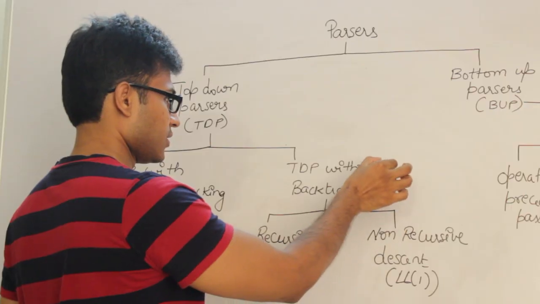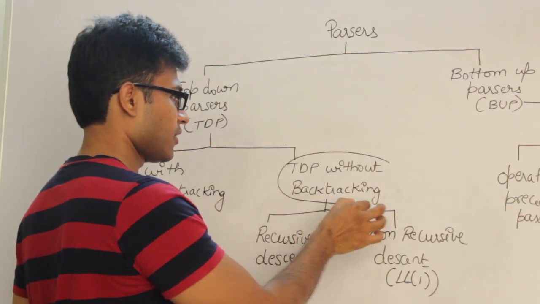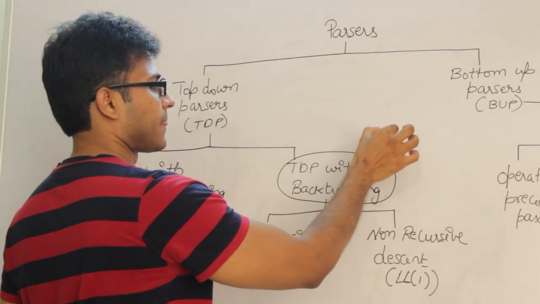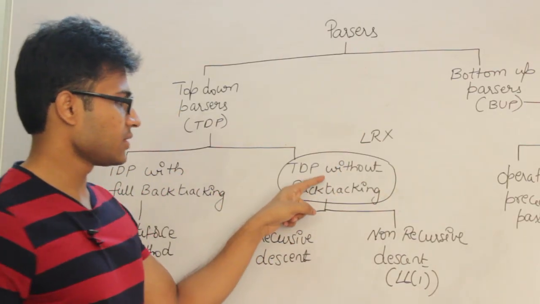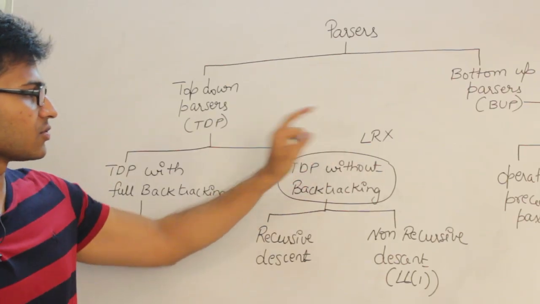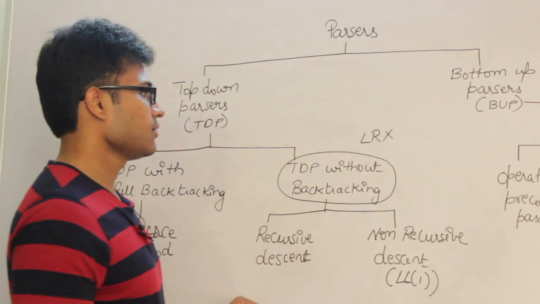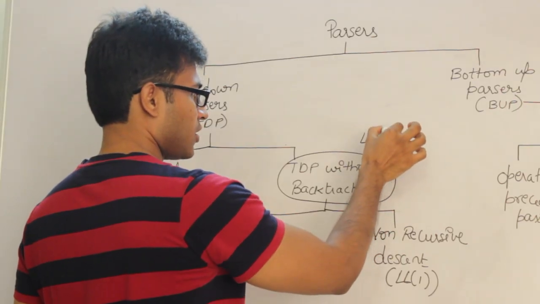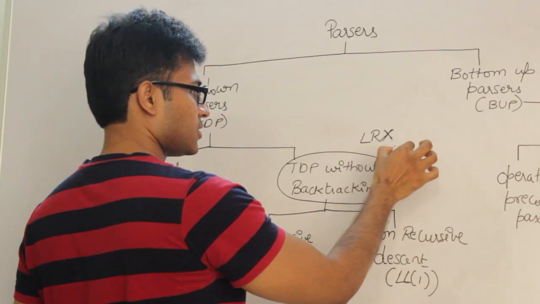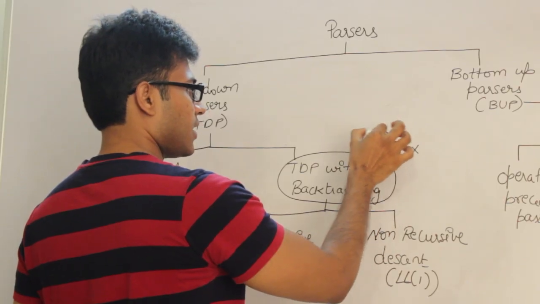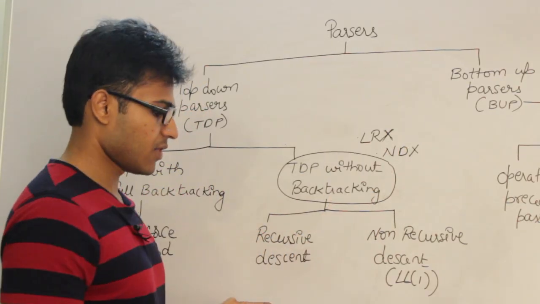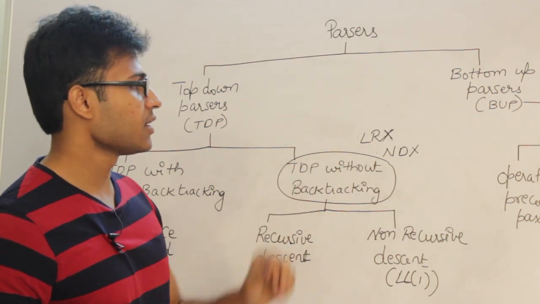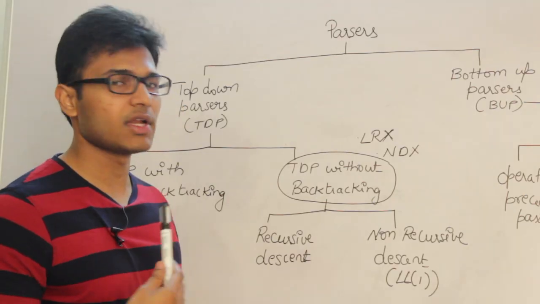If you have to construct them, mainly the top-down parsers without backtracking, first of all, the grammar should not have left recursion. So in order to construct this class of parsers, the grammar should not have left recursion, and the grammar should not have any kind of non-determinism, which means non-deterministic grammars are not allowed, and left recursive grammars are not allowed. If you find any grammar which has left recursion, you have to eliminate it, and if you find any grammar which has non-determinism, you have to left factor it.